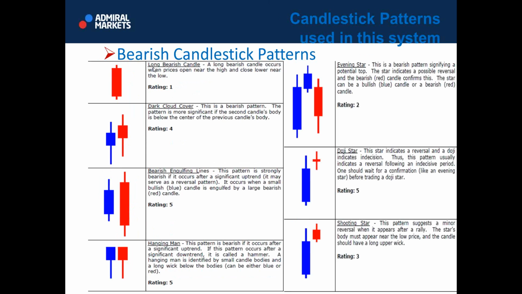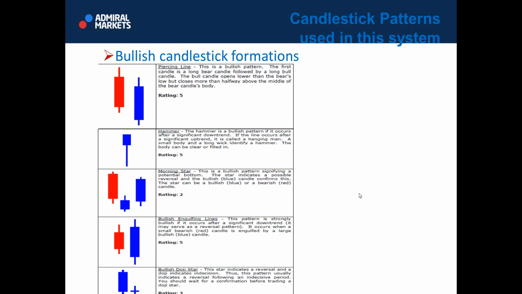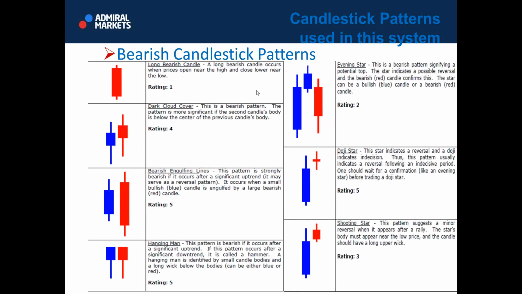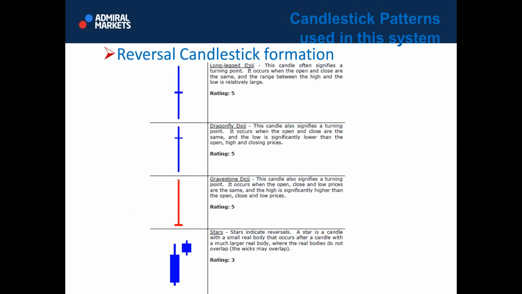Bearish candlestick patterns: long bearish, Marubozu candle, dark cloud, bearish engulfing, hanging man, evening star, doji star, shooting star. Mostly these patterns will appear in this system. Also, I say refer to advanced bullish and advanced bearish for even more patterns, but mostly these are the main bullish and bearish candlestick patterns which will appear.